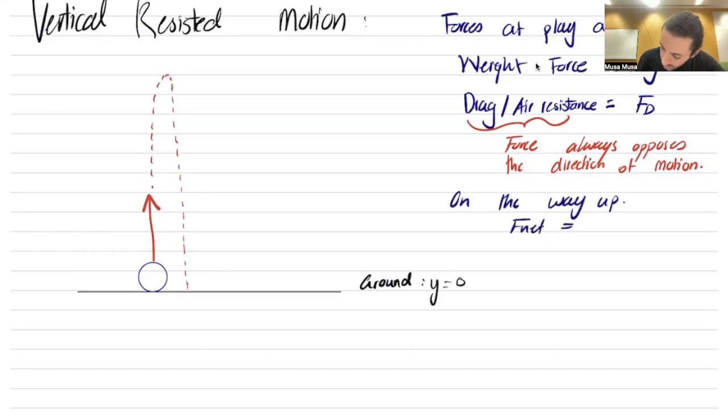So if we consider on the way up, F net, which equals mx double dot, or rather my double dot in these cases, is going to equal, well, what forces are acting downwards? We have drag force and we have weight force. So we're going to have minus mg minus Fd. And of course, that's because moving upwards is positive.